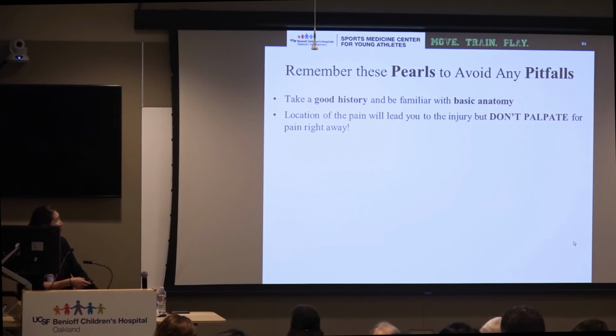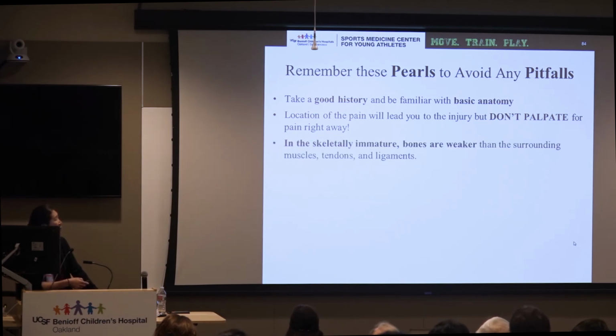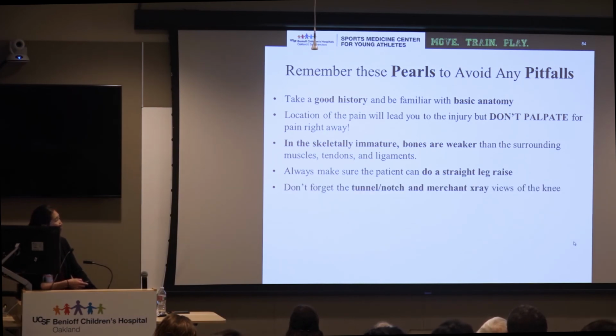The location of the pain will lead you to the injury, but don't palpate for pain right away. In the skeleton immature, bones are weaker. Always make sure the patient can do a straight leg raise if they come in with a knee injury. Don't forget the tunnel notch and the merchant x-ray views of the knee. That they're available for you, you just have to ask for them.